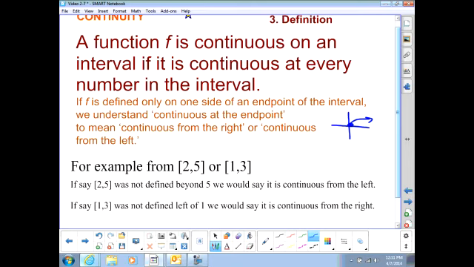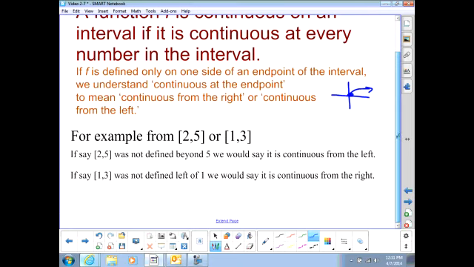Now, usually the interval examples we'll look at will be closed intervals. So, for example, from 2 to 5 or from 1 to 3. And we'll see, okay, from 2 to 5, is the function continuous just on that interval? If, for example, beyond 5 was not continuous, if it's not defined there, we could say that at 5 we are continuous from the left, because as we come from the left, it does take on that value. In the second one, on 1 to 3, say maybe 1 was not defined. We could say from the right it is continuous.